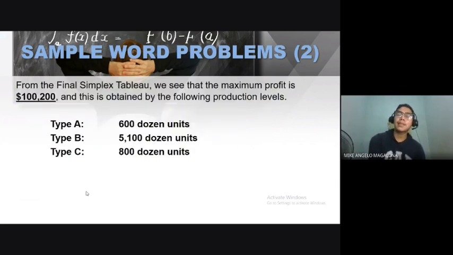From the final simplex table, we see that the maximum profit, which is $100,200, is obtained by the following production levels. Type A, which is 600 dozen units, Type B, which is 5,100 dozen units, and Type C, which is 800 dozen units.